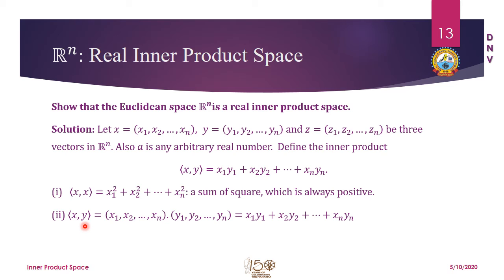Second is, if I write x comma y equal to this product defined by this, then I can use the property of real numbers, that is the field F, that these two numbers x1 y1 commute. We can write y1 x1, y2 x2 and yn xn. So if I use this inner product in this form, then I can write y first and x thereafter. So I can write this as the inner product of y comma x.